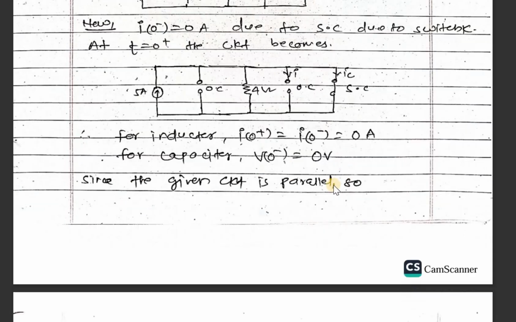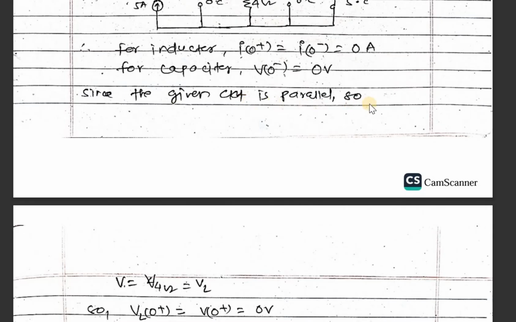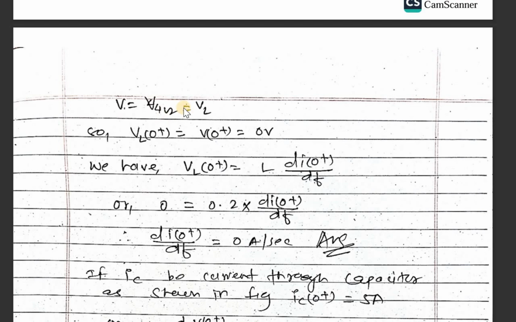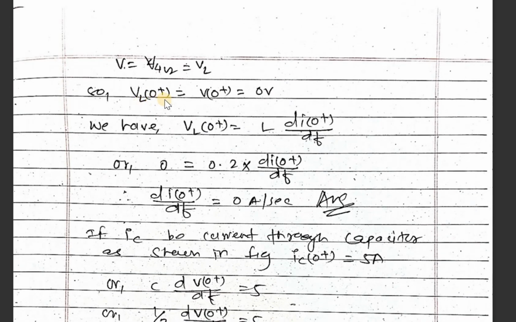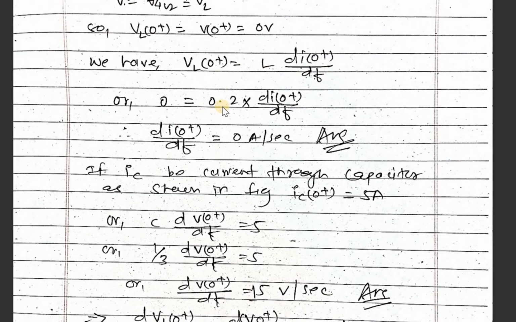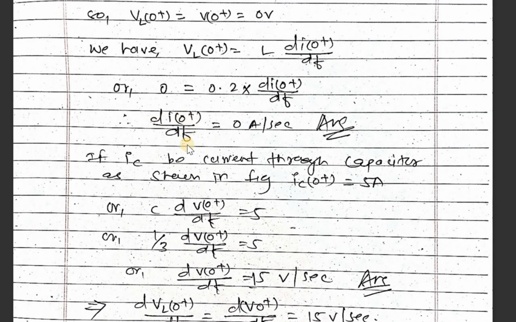Since the given circuit is parallel, so v equal to the voltage across the load, inductor and capacitor are equal. So vL0 plus equal to v0 equal to 0 volt, and we have vL0 plus equal to L di0 upon dt, that is 0 plus 0.2 into di0 plus upon dt. So di0 plus upon dt equal to 0 ampere per second.